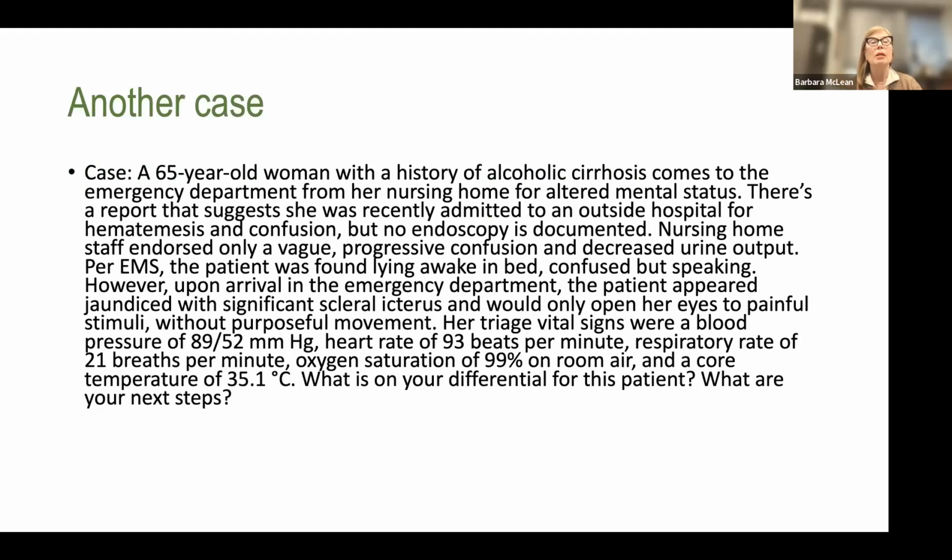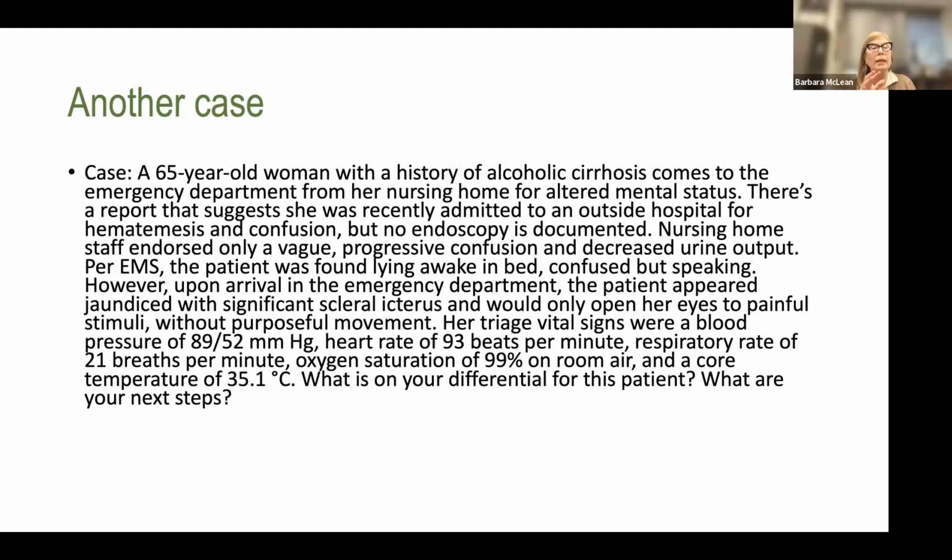It's very, very short. 65-year-old woman, history of alcoholic cirrhosis, comes to ED from nursing home for altered mental status. They said that she was recently admitted to an outside hospital for hematemesis and confusion, but no endoscopy has been documented. The staff says that she just progressively got more confused, progressive decrease in urine output, found laying awake in the bed, confused but speaking. But when she gets to the ED, she's jaundiced with scleral icterus and only opening her eyes to painful stimulus without purposeful movement.